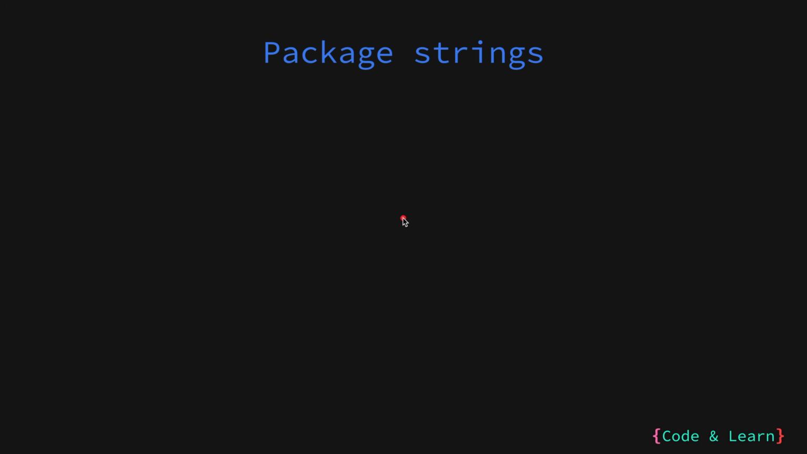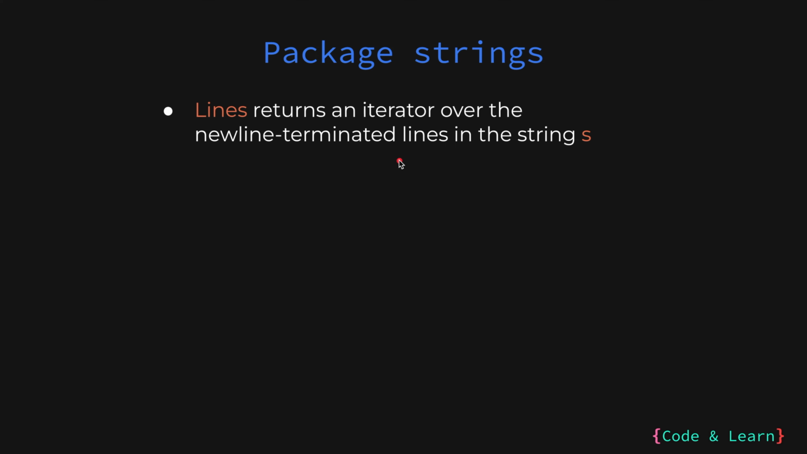Coming to the strings package, different functions have been added to return iterators, which was a feature introduced in the previous version of Go. For example, Lines returns an iterator over the newline-terminated lines in string s.